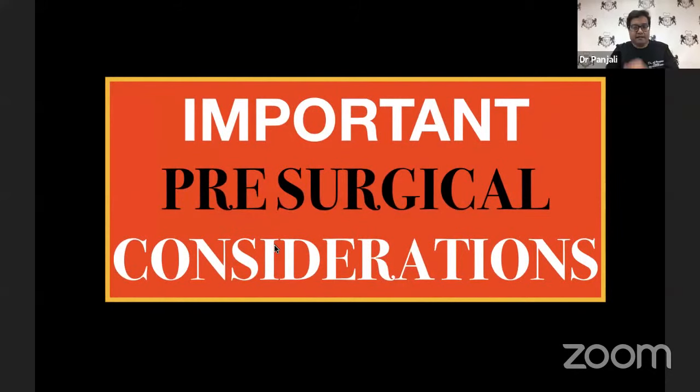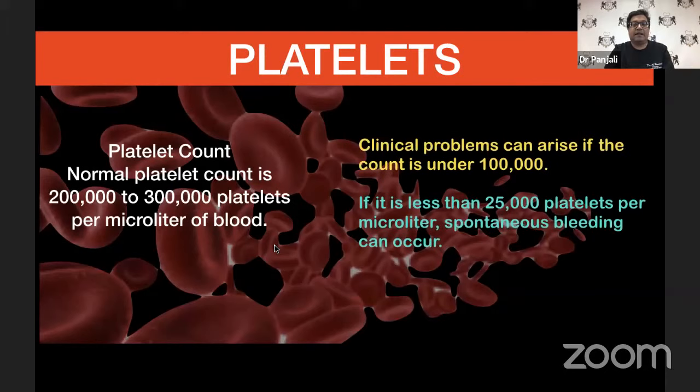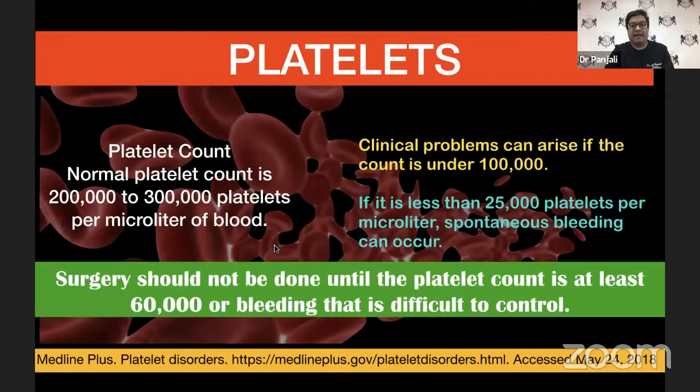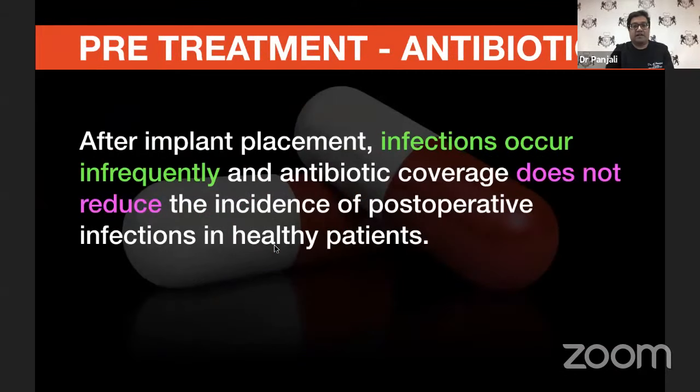Some other pre-surgical considerations are as follows. Keep a close eye on the platelets. If platelets are less than 25,000, you can expect spontaneous bleeding. So anytime you see the platelet count under 60,000, please do not do surgical implantology on these patients.